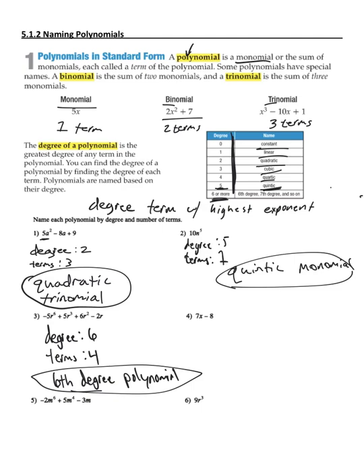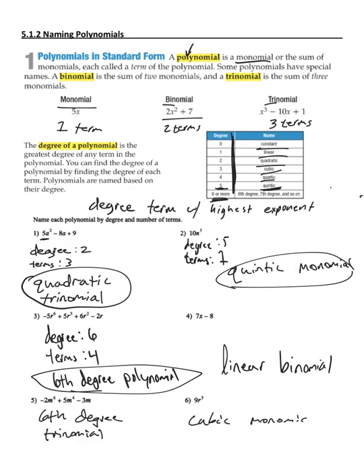polynomial. Number 4, I'll give you the names for these last 3 so you can practice. That would be a linear binomial. So you can practice degree and number of terms. Number 5 would be a 6th degree trinomial. And lastly, we would have a cubic monomial.